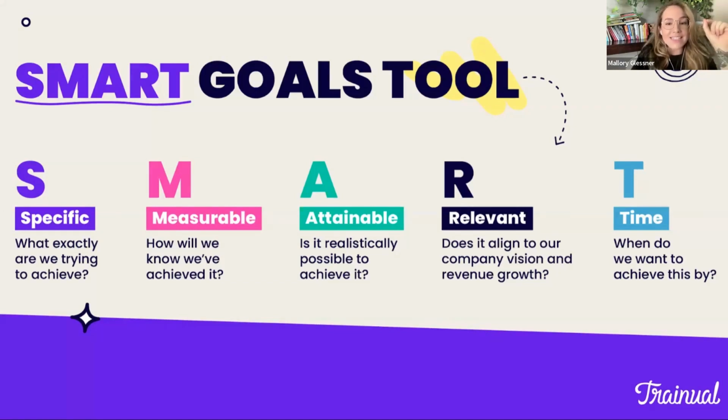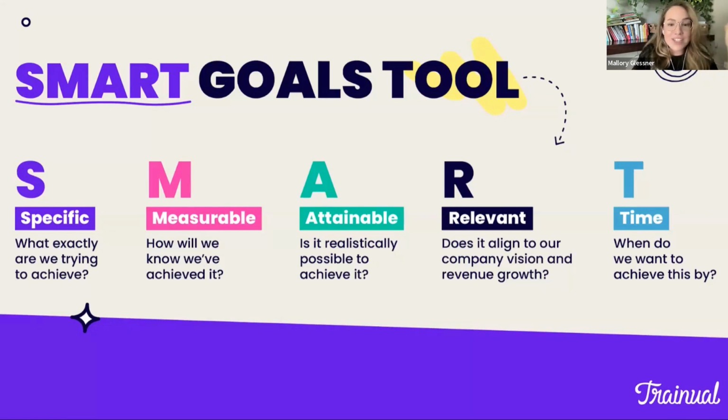The next one is measurable, and we're going to dive into this much more deeply in this session. But at a high level, it's establishing criteria for measuring progress and success, quantifying or determining how you're going to track the progress, and setting clear targets or milestones to assess those achievements. And if that sounds like a whole bunch of gibberish, don't worry, because I'm going to show you examples, and we're going to take a closer look at that.